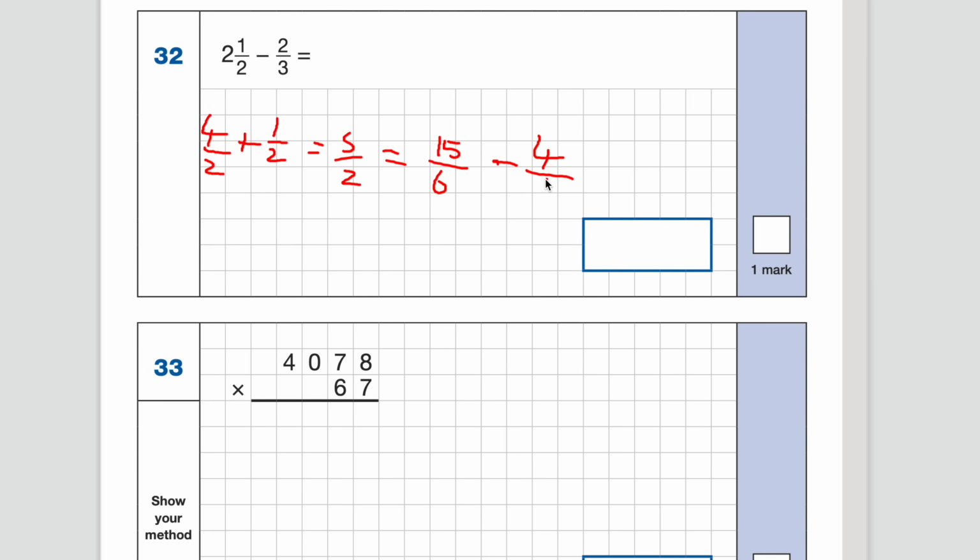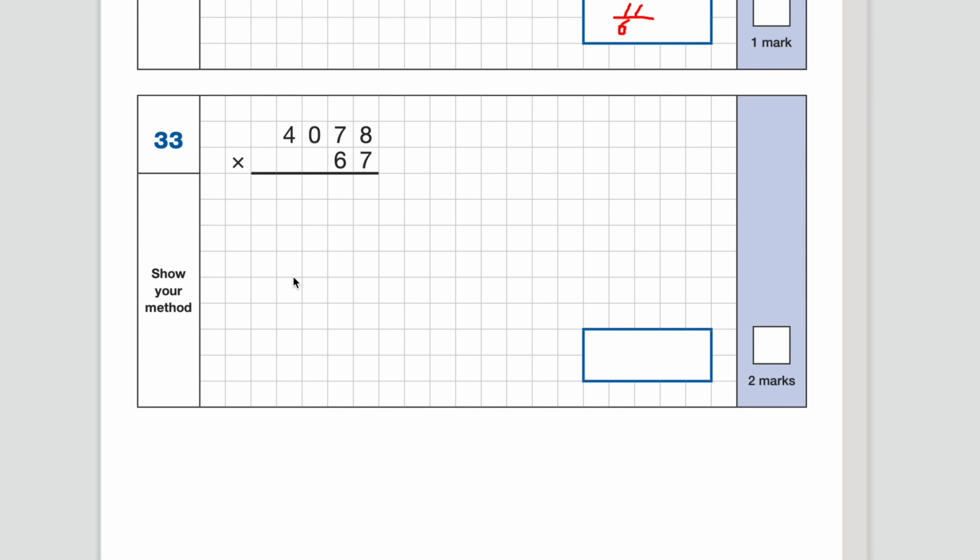And then 3 times 2 is 6. So 15 subtract 4 is 11 sixths. That's your answer. It's a little bit more complicated because we've got to change this number, but other than that, it's exactly the same as every other adding and subtracting fraction question we get.